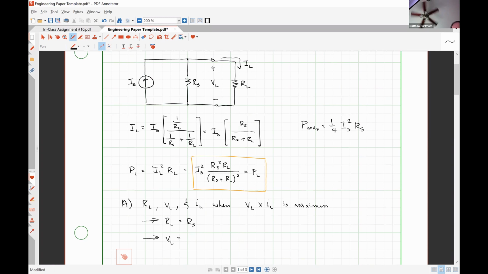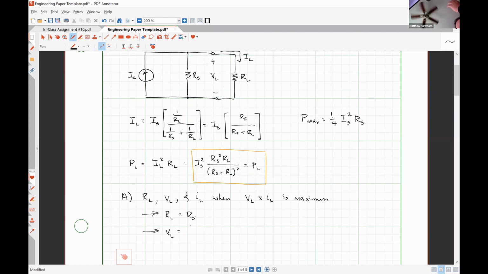So in our circuit diagram up at the top of the screen, if RS and RL are equal, how would I solve for VL? Well, the current would just split evenly, so it'd be 1/2 IS times RS. Okay. That is perfectly acceptable. So 1/2 IS, because that's the amount of current that's going to flow through either of our two identical resistors, multiplied by RS gives us the voltage drop.